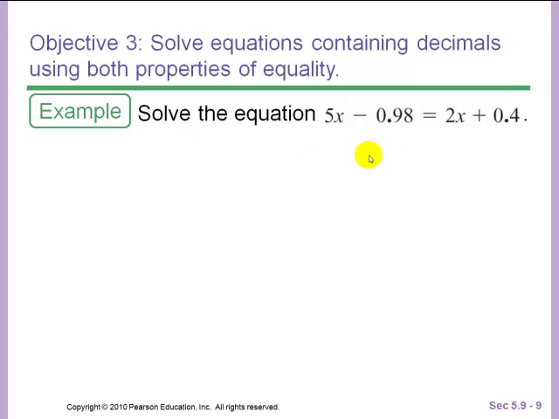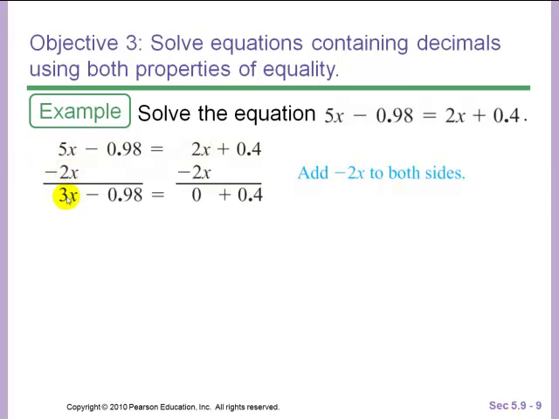Another example. Solve the equation 5x minus 0.98 equals 2x plus 0.4. Now we have a variable on both the left side and the right side of the equation. It's up to you what side of the equation you want to get the variable on. However, my goal is always to get the variable to be positive. So I'm going to choose to move the 2x to the other side by subtracting 2x from both sides. The reason I'm choosing to do this is because 5x minus 2x is a positive 3x.